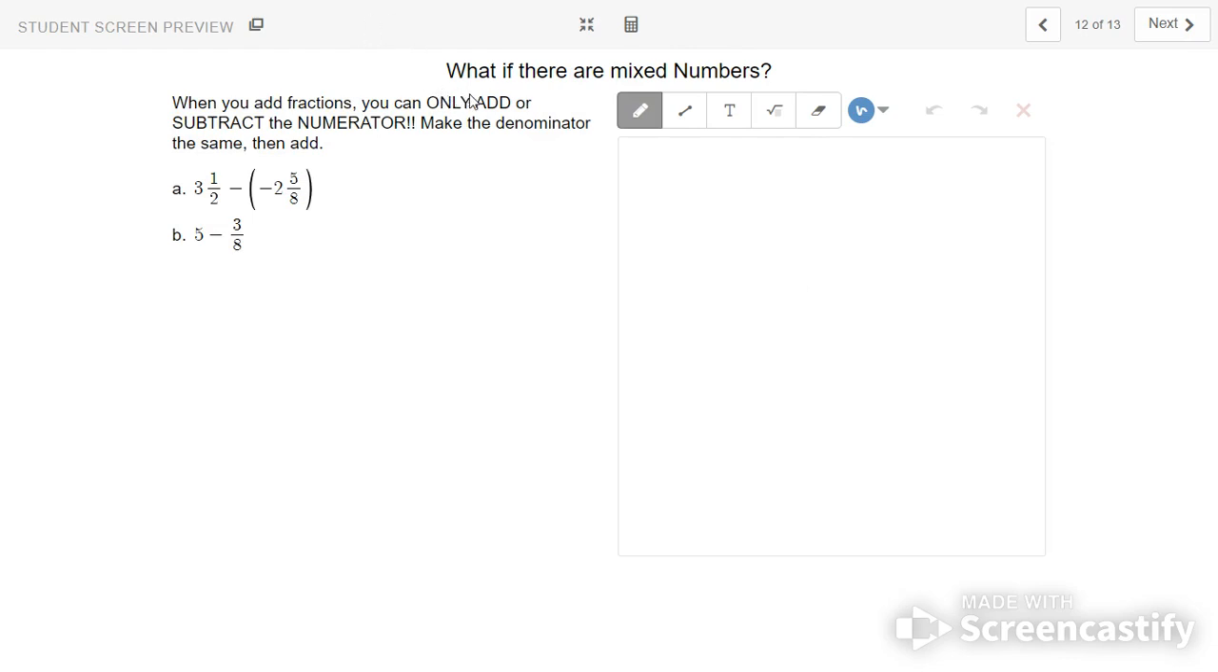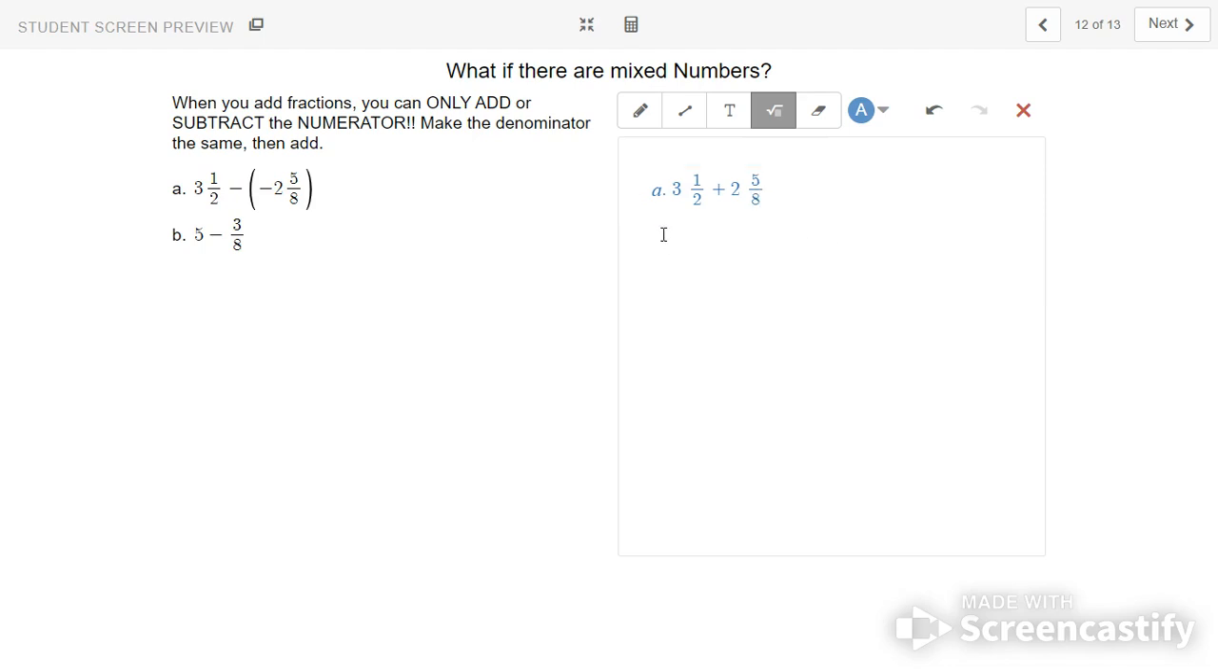Now, what if we have mixed numbers and what if we have integers? We'll need to simplify the integers here before we can do any operations with it. Now remember, if I have two subtractions, really it means an addition. So I'm going to rewrite my question. 3.5 minus minus, which means plus, 2 and 5/8.